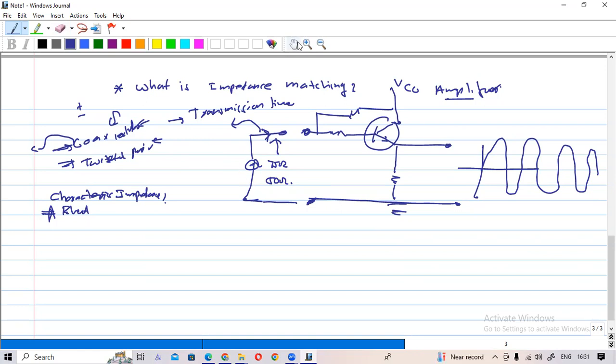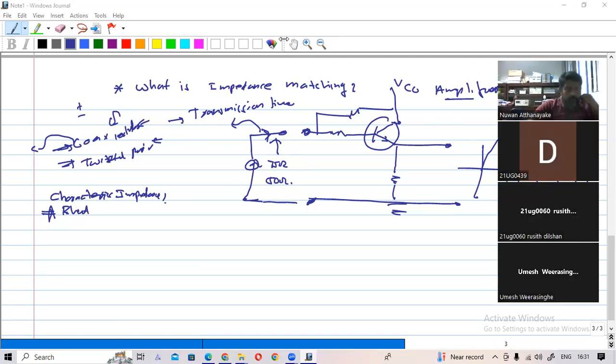Maybe power students have also seen an oscilloscope, no? Oscilloscope. I will show you one oscilloscope. Wait.